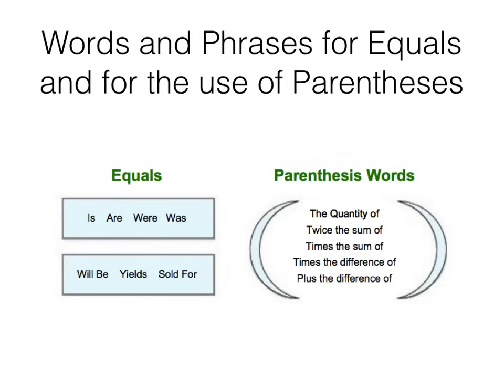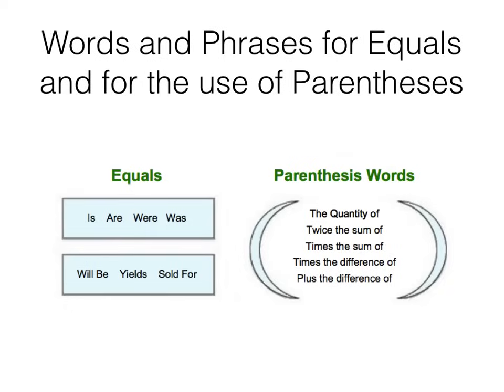So when you want to put values in parentheses, you have some words that mean that. The quantity of, twice the sum of, times the sum of, because if we're multiplying a sum, it needs to be in parentheses, and we'll see that in a few examples. Times the difference of, plus the difference of. So these are all situations where you have to put your values in parentheses.